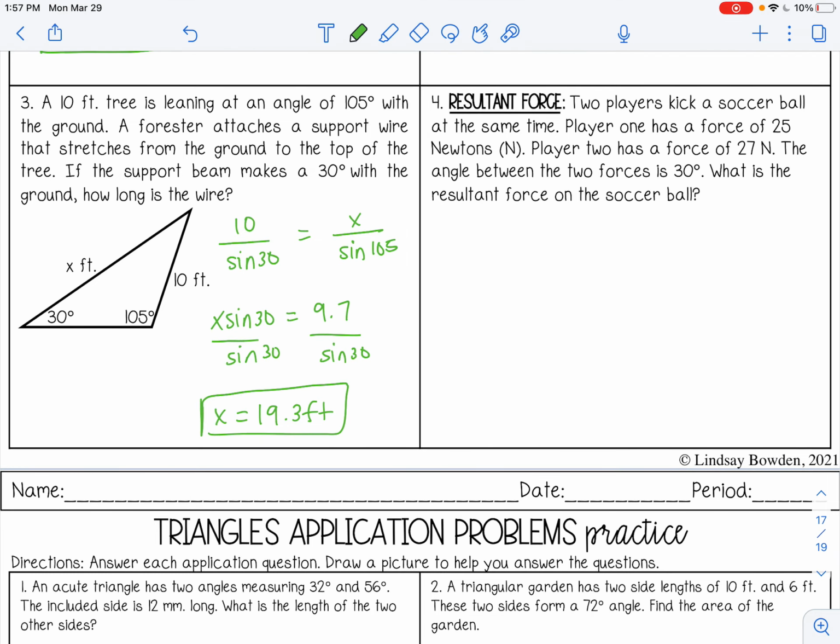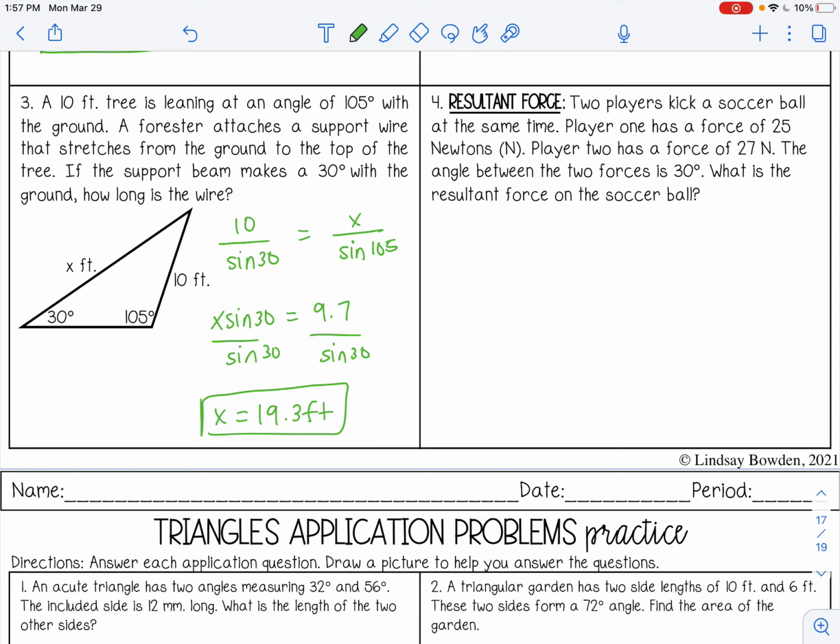All right, and then the last one, this is about resultant force. This is a little bit different because we're going to have newtons here in this problem. So 2 players kick a soccer ball at the same time. Player 1 has a force of 25 newtons and player 2 has a force of 27 newtons. The angle between the forces is 30, and we want to know the resultant force.